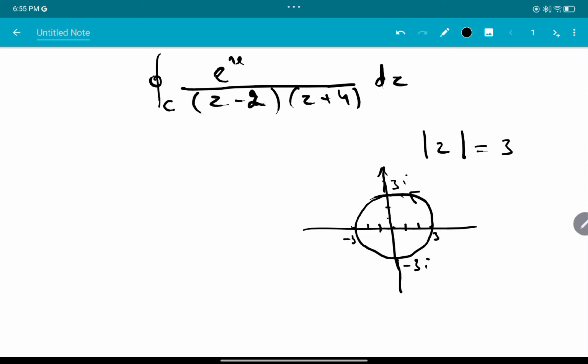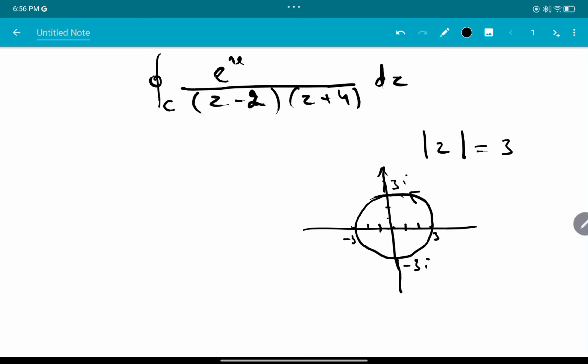Before we go for this solution, we must realize that we have to follow a certain procedure. The first step of our procedure will always be to examine the given function to see whether it has any singularities or not. As you can see, there are two singularities. Z is equal to 2 will create a 0 here. Z is equal to minus 4 too will create a 0 here. So it has two singularities.